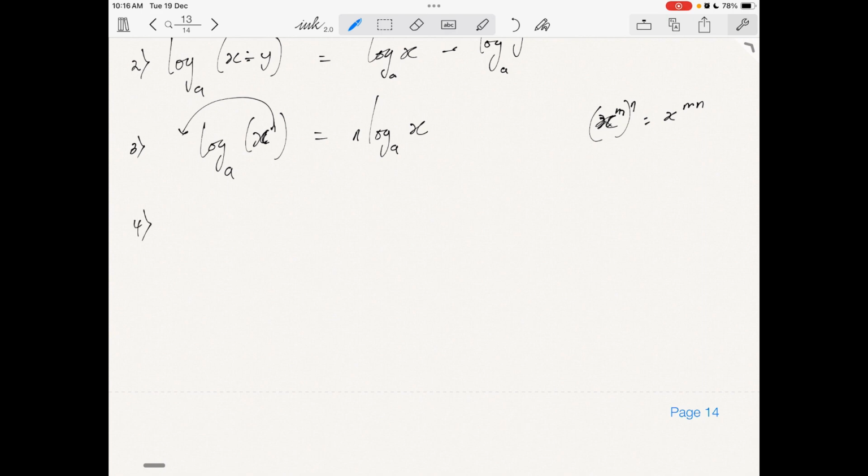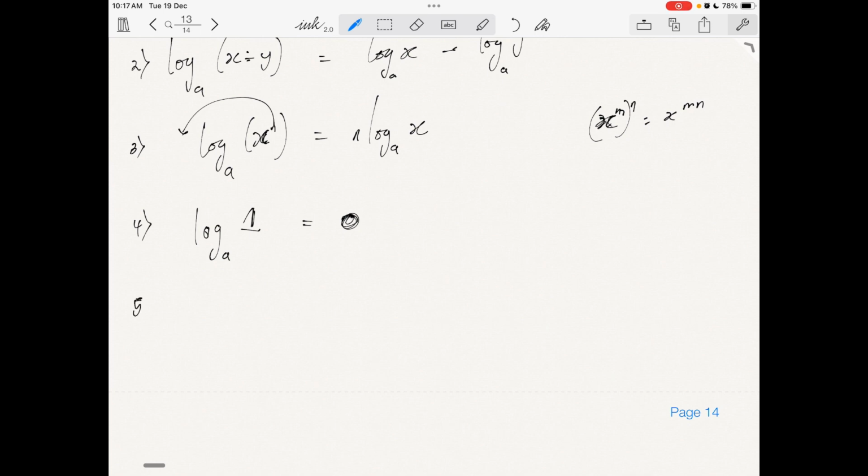And number 4, if we have log of 1, this is one of the laws of logarithm. Log of 1 is equal to 0 irrespective of the base, because from the laws of power, anything raised to power 0 is 1. Therefore, the definition of log 1 to base a will be equal to 0. And we can prove that after we understand the next one.